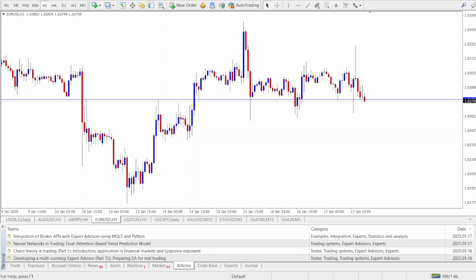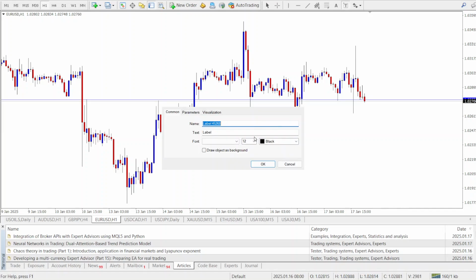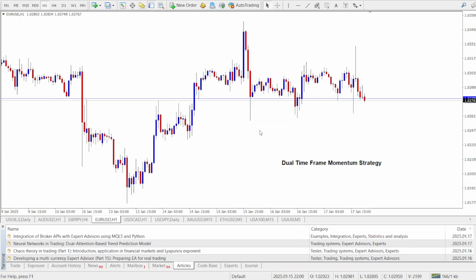Alright, in this video we are going to be diving into an advanced but super effective strategy known as the dual time frame momentum strategy. This technique can help you time your trades with much more precision and increase the overall quality of your setups. Whether you are a beginner or a seasoned pro, this strategy is something you will want to understand. So let us get right into it.